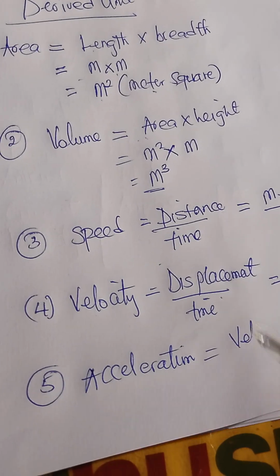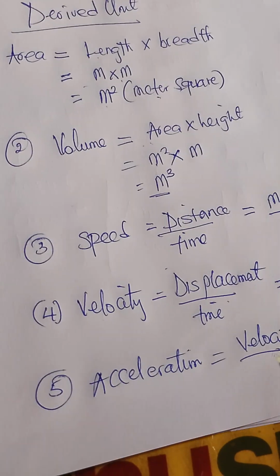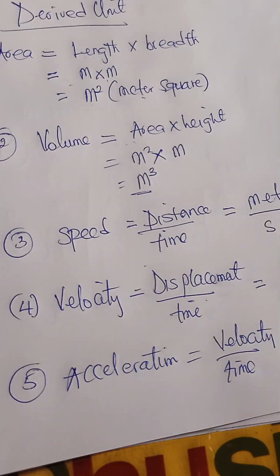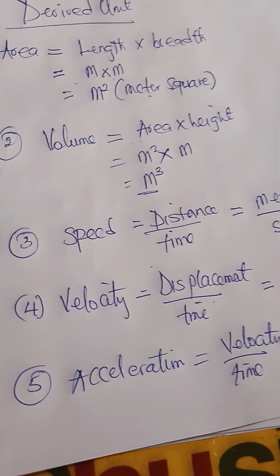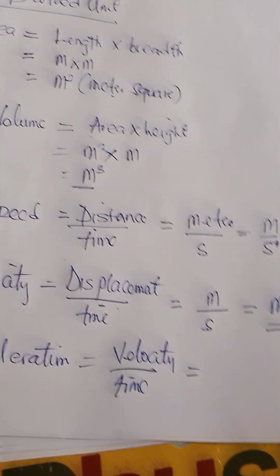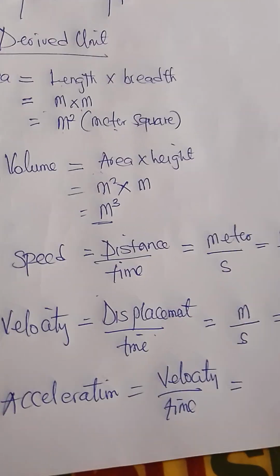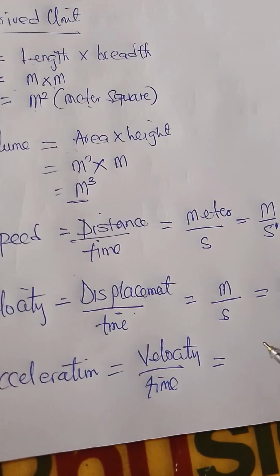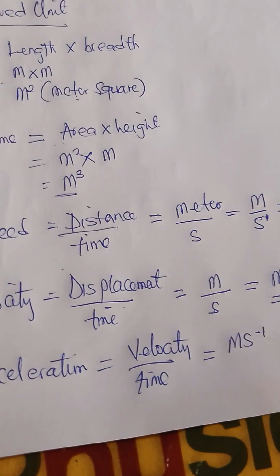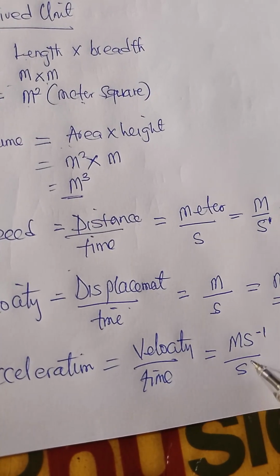Acceleration is velocity over time, or you can say change in velocity over time. So if you divide velocity by time, you'll get acceleration. So what is the unit for velocity? We have gotten it as meter per second, divided by time, second.